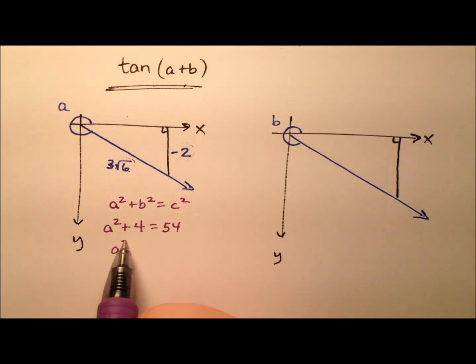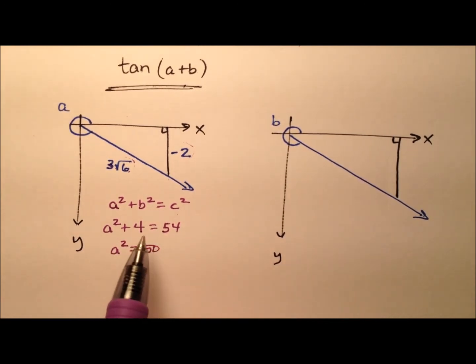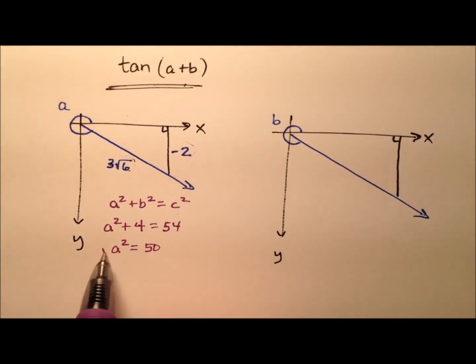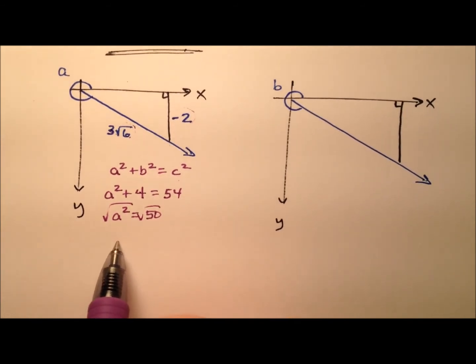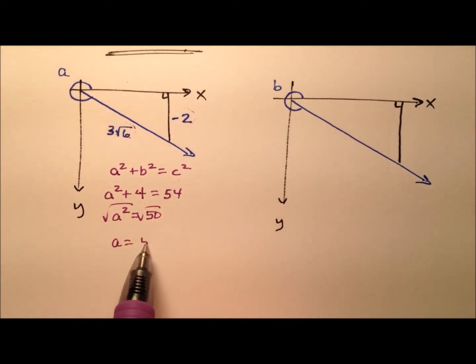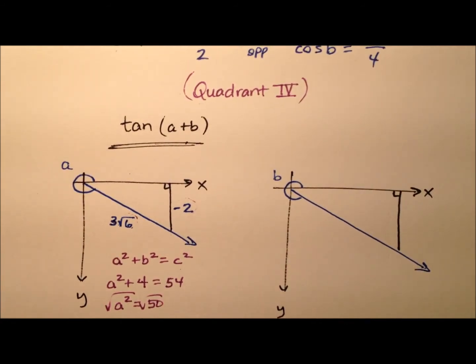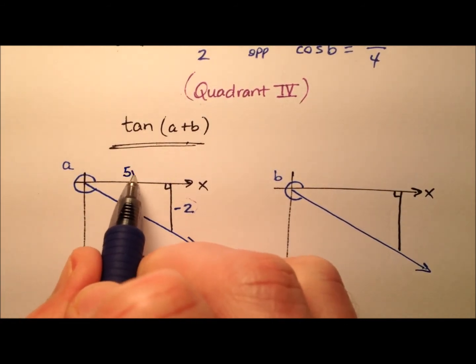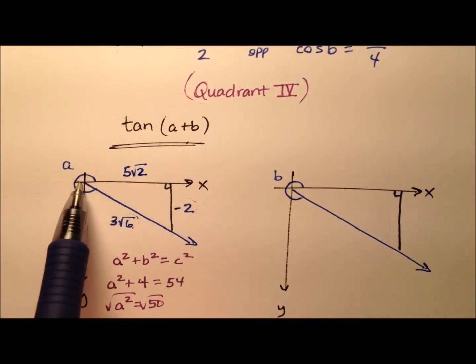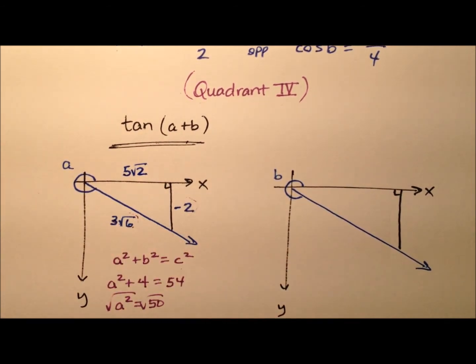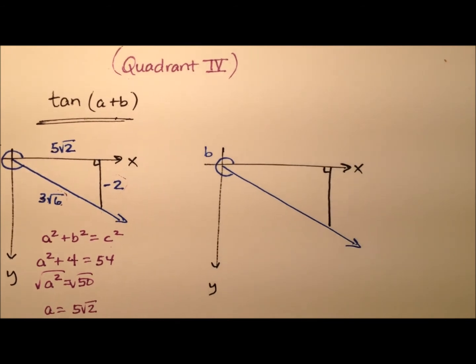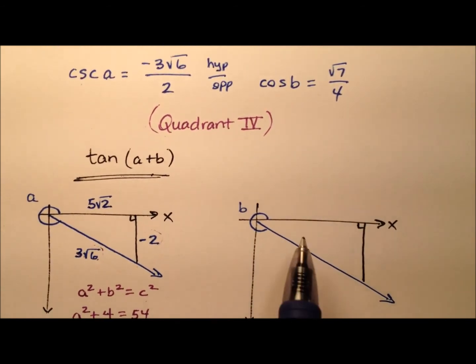And so a squared then is 50 when I subtract 4 from both sides. And taking the square root then, a is going to be, it looks like, 5 radical 2. So we'll go ahead and put that value in, and it'll be 5 radical 2. And it's positive because we're moving to the right down this x-axis. Okay, let's do this second triangle now.